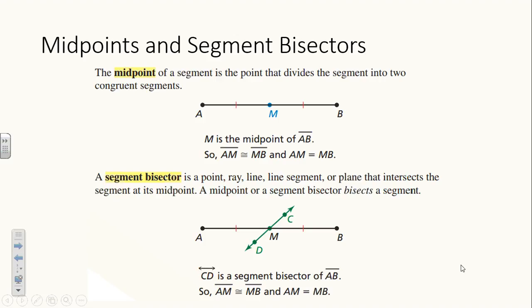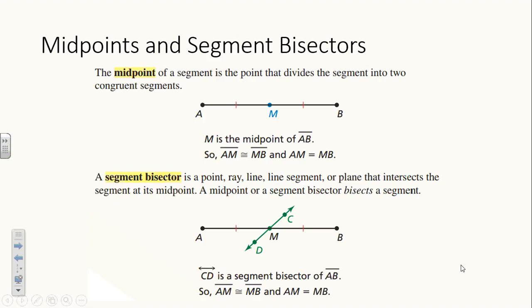So we can put a point right in the middle, like we did up here. We could put a line through it. We can have a ray coming off of it. We can have a plane cutting it. All of those can be segment bisectors.